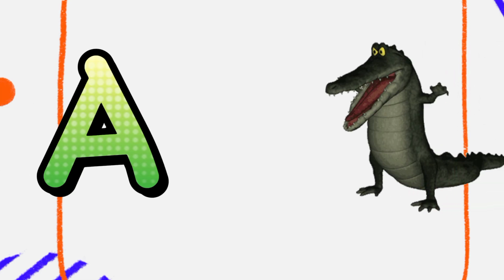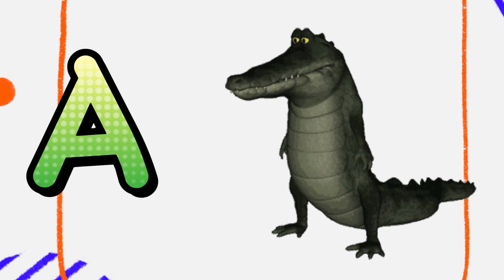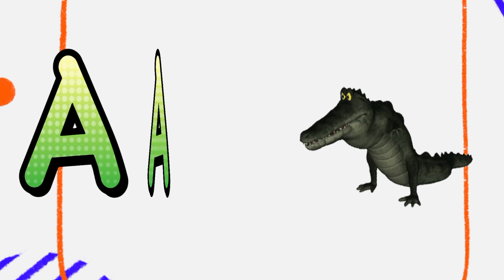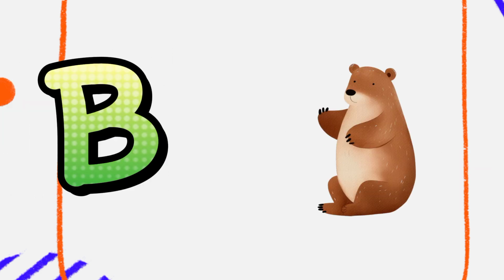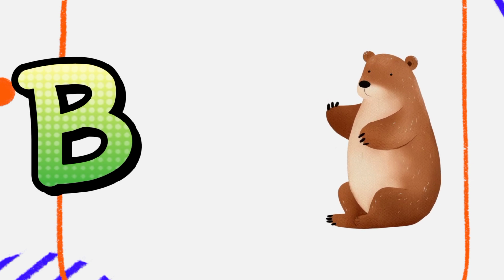A is for alligator, ah, ah, alligator. B is for bear, B, B, bear.